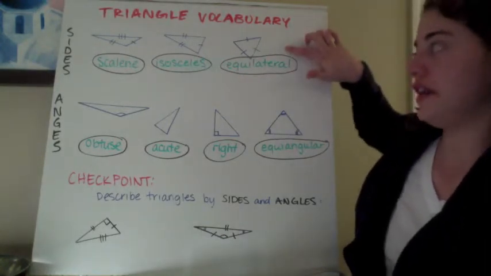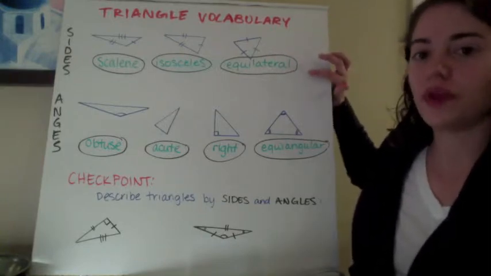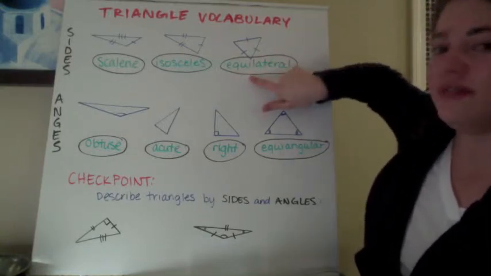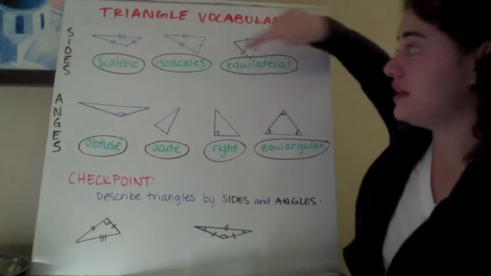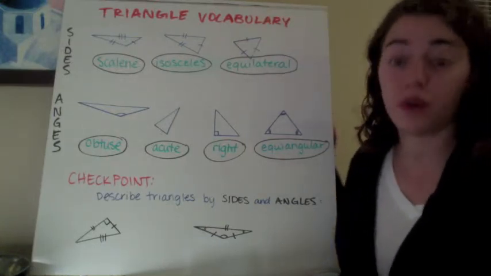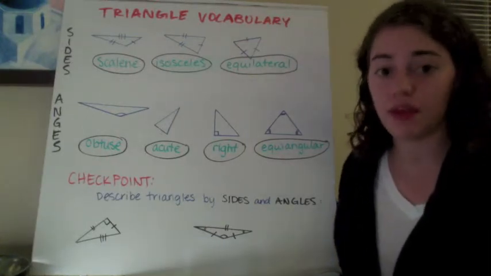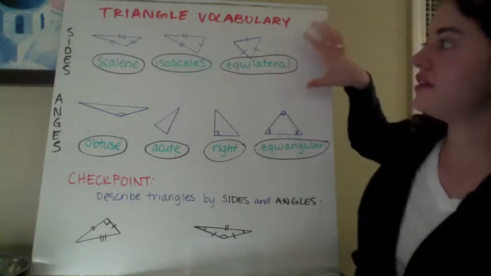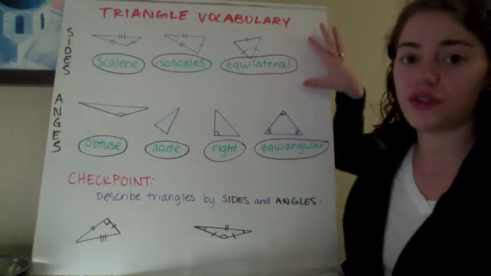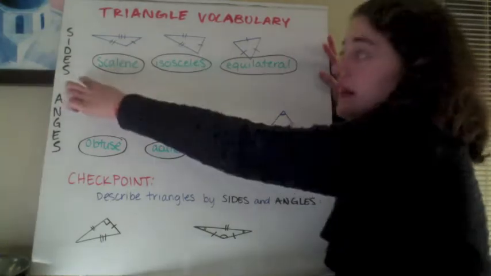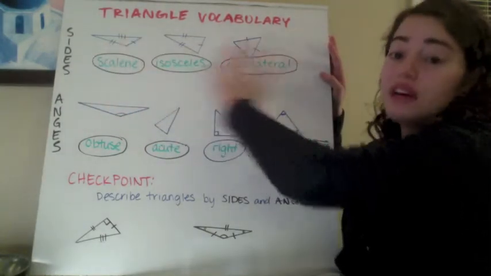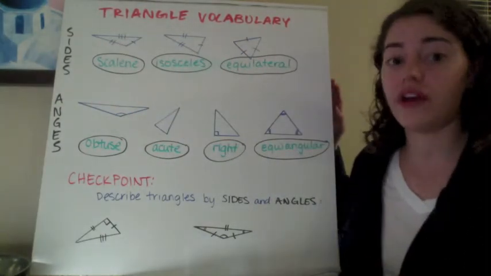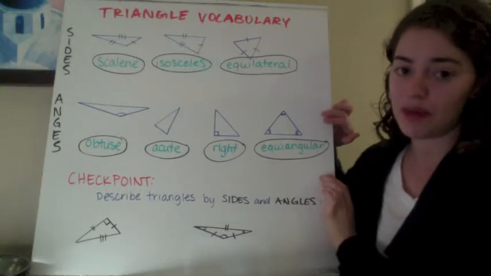Our third triangle here is an equilateral triangle. What do you notice about it? All three sides are equal. They each have one tick mark, which means that they all have the same length. These three words are used to describe triangles by their sides. So these don't tell us anything about their angles. For their angles, we have other ways to describe them.